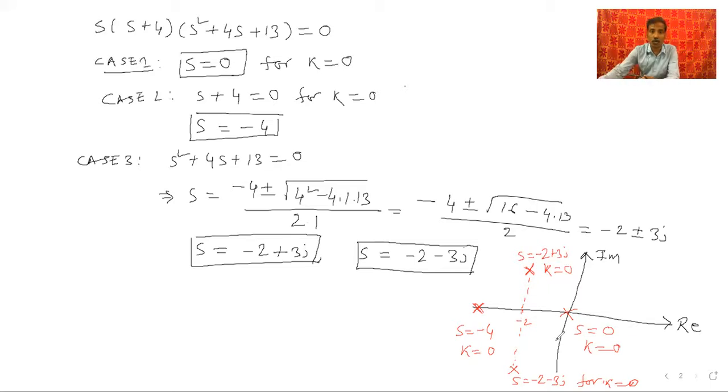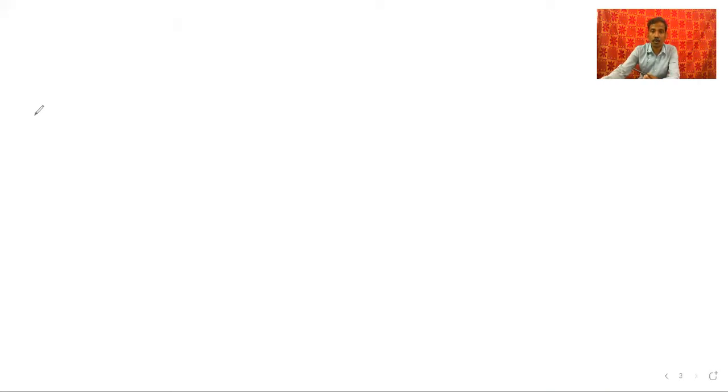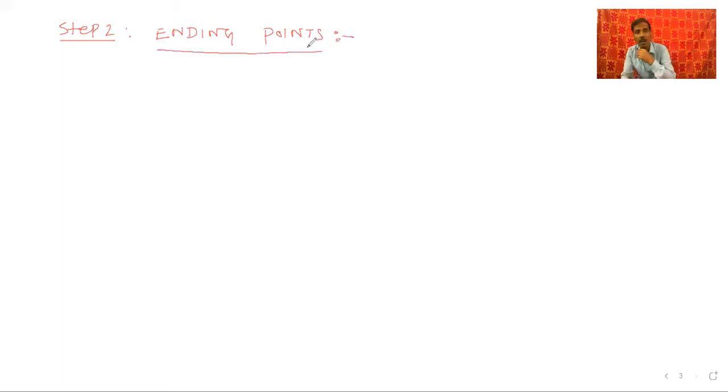Then step number 2, ending points. Write down here step 2, ending points. What is the definition? The root locus terminates at K equals to infinity, either on open loop zeros or at infinity. So write down: the root locus terminates at K equals to infinity either on open loop zeros or at infinity.